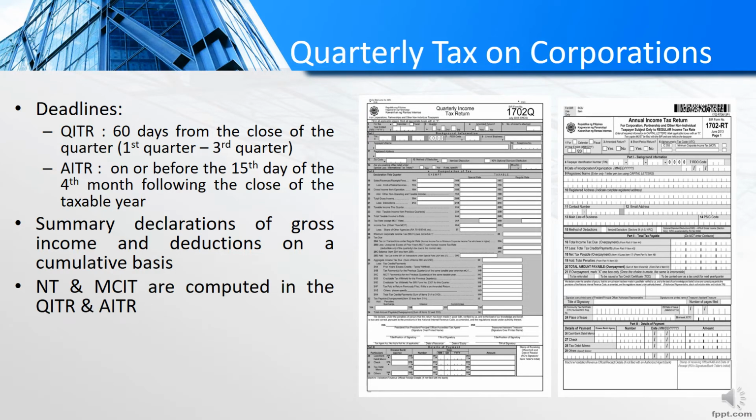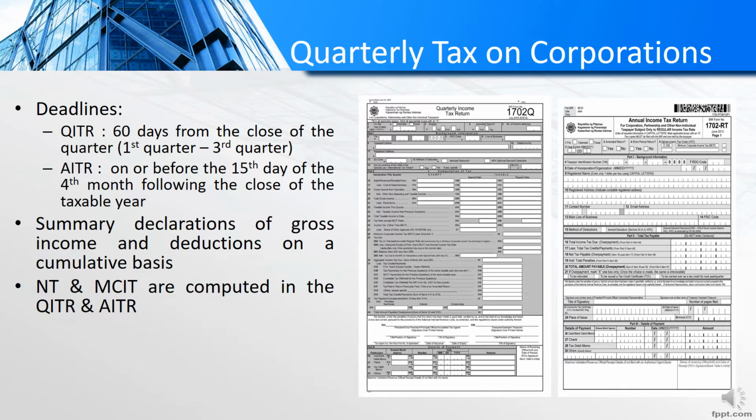The normal income tax and the minimum corporate income tax are computed on the quarterly and annual income tax returns starting the 4th year of operations, and whichever is higher between the normal income tax and the minimum corporate income tax will be paid.